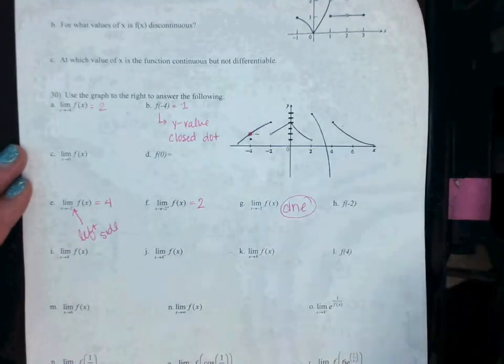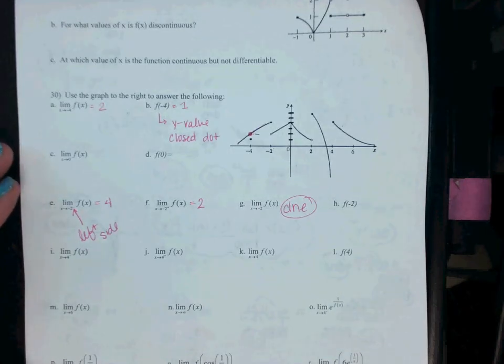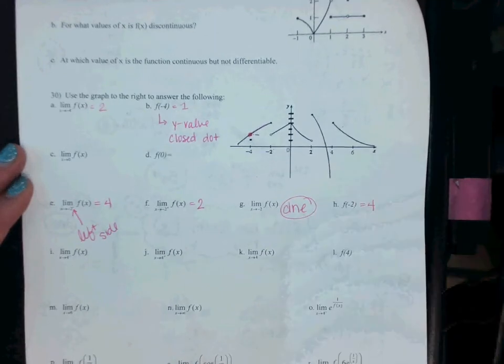Good job. What is f of negative 2? Why did I pick 4? Because that's where the closed dot is. Very good.